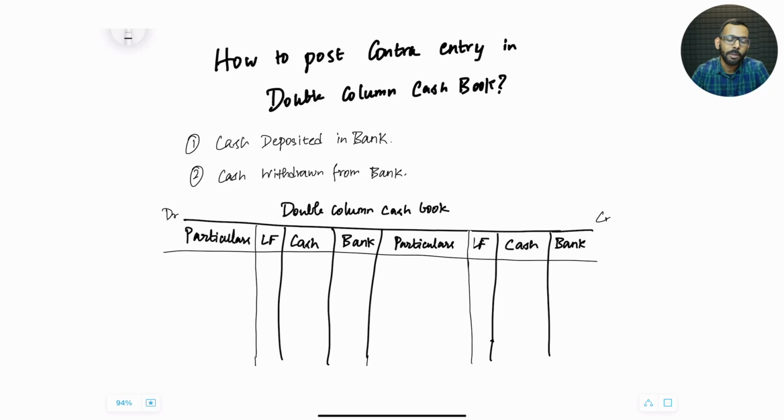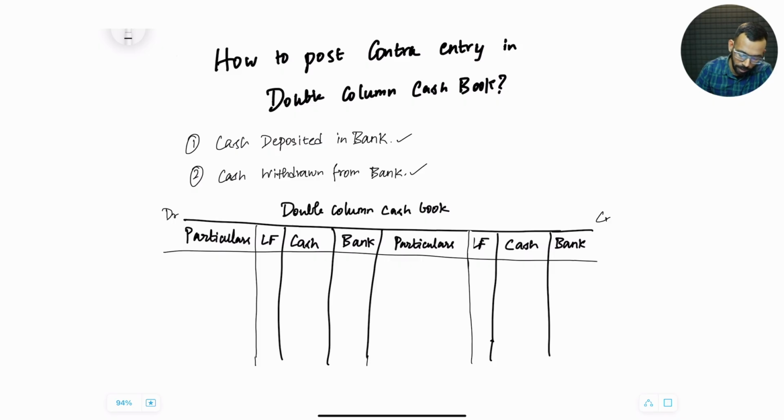In this video, I will be explaining a simple trick on how to post contra entry in double column cash book. So contra entry primarily happens because of two transactions in double column cash book. One is when cash is deposited in bank and the other is when cash is withdrawn from bank.